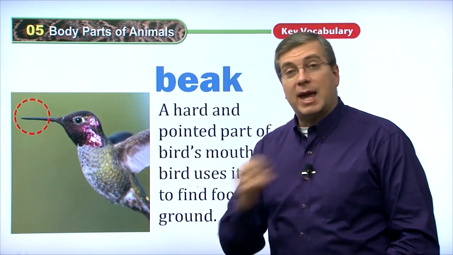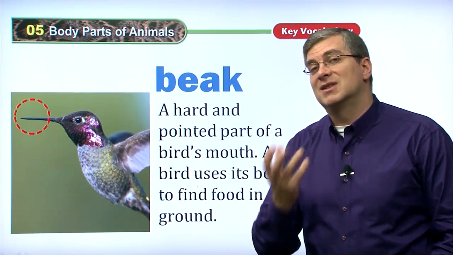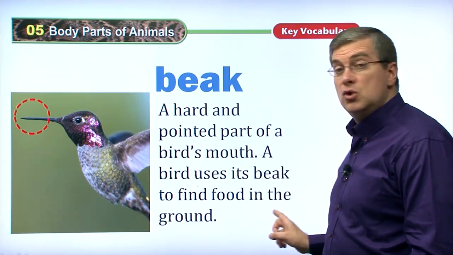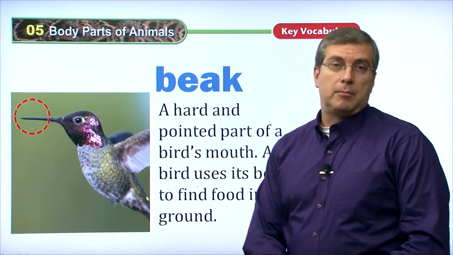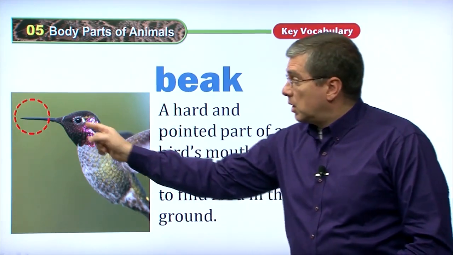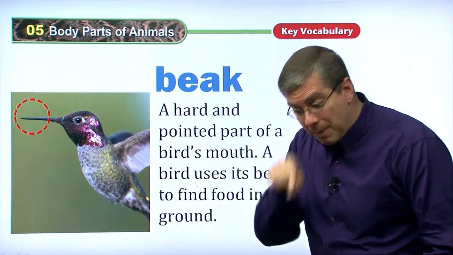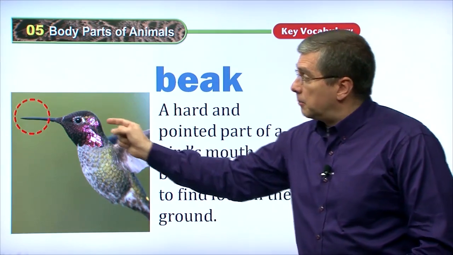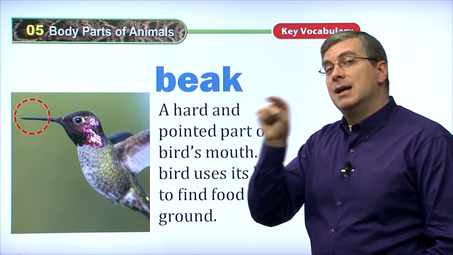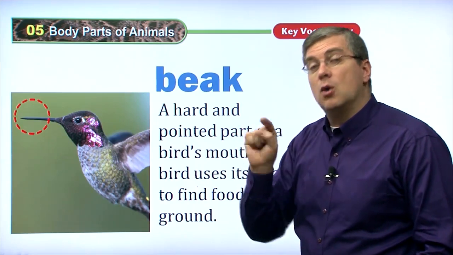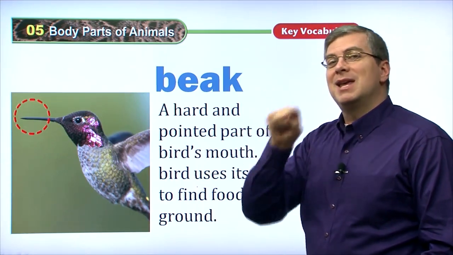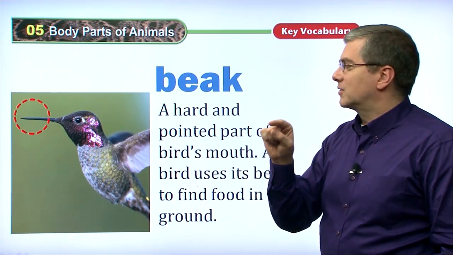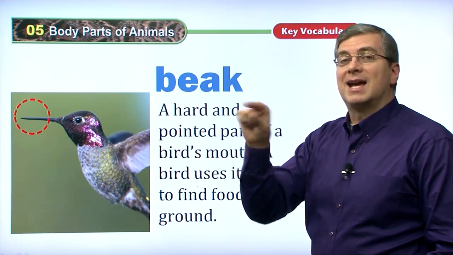Now, different birds will have different shapes and different sizes of beaks, right? A bird uses its beak to find food in the ground. Sure, some birds do that, right? This bird has a long beak, so it can stick its mouth into the ground to find an insect, maybe a worm, and pull it out. Some birds have long beaks so that they can drill a hole in a tree. A woodpecker, tuck, tuck, tuck, tuck, right? He hits the tree. He's looking for insects. He can also find food inside of the tree.